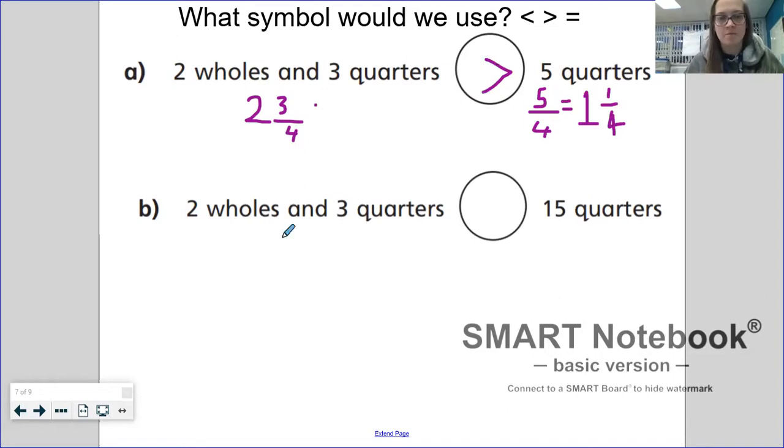What about this one? 2 wholes and 3/4 again, and 15/4.